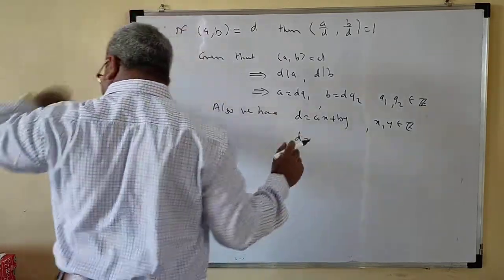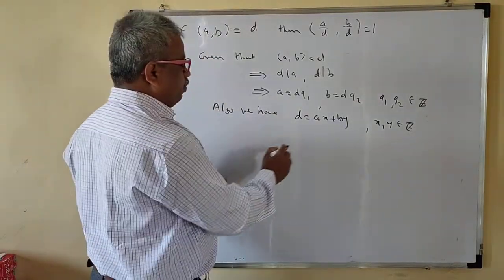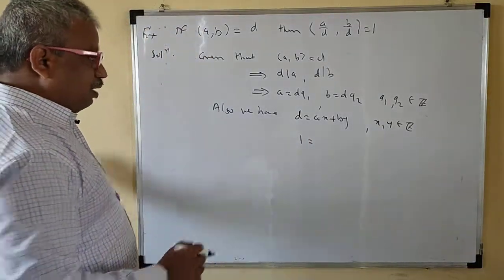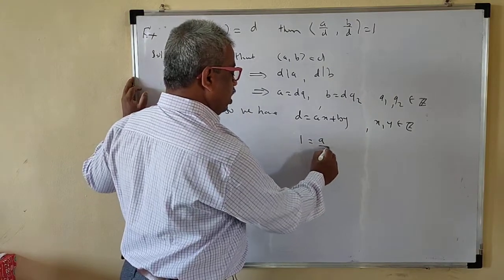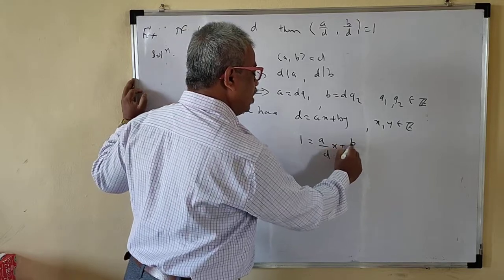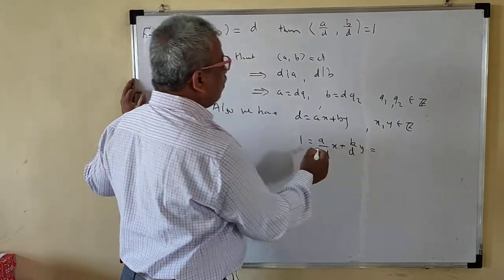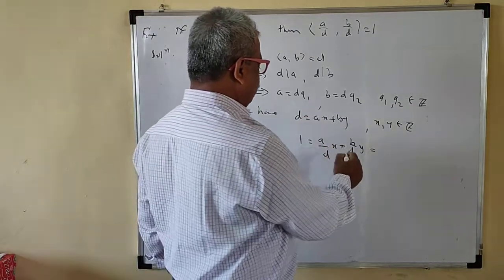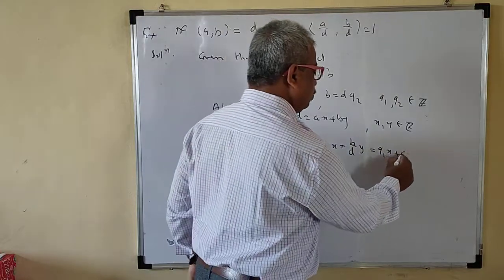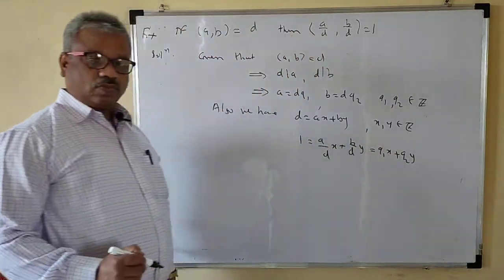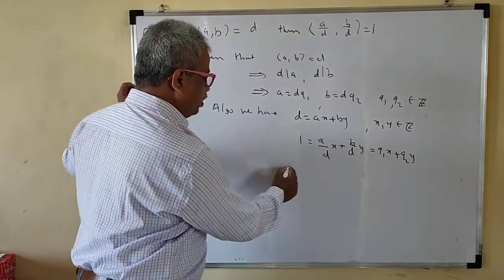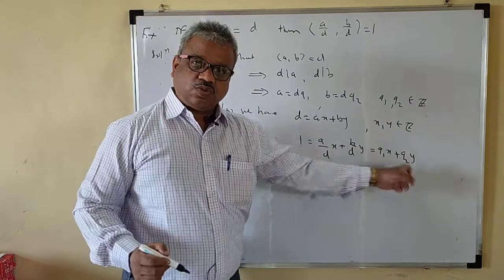Now we'll divide by D, because GCD is always positive, which means it is not 0. Dividing, we get 1 equal to A upon D times X plus B upon D times Y. A upon D is Q1, so this is Q1X. B upon D is Q2, so this is Q2Y. See, Q1X plus Q2Y is equal to 1.